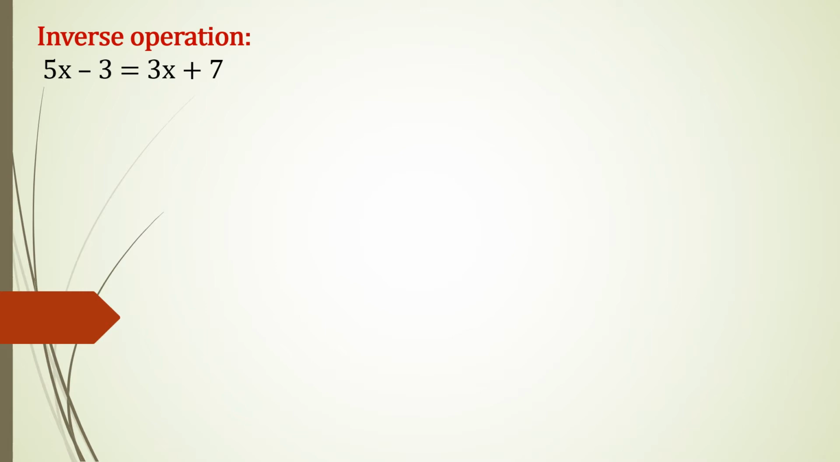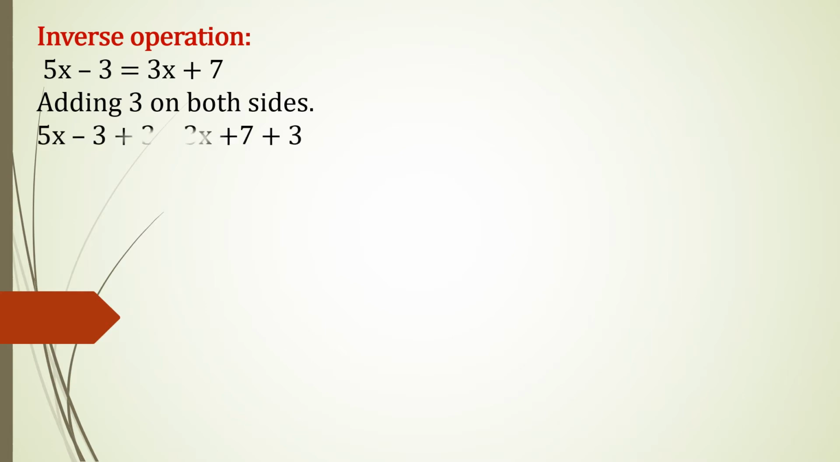Now inverse means we have to apply the opposite of the given operation. For example, here 5x minus 3 equals 3x plus 7. Now I want to eliminate minus 3 from my left hand side. So when I want to remove minus 3, what operation will I do? Addition of 3 on both sides. So students, I'll add 3 on both sides.